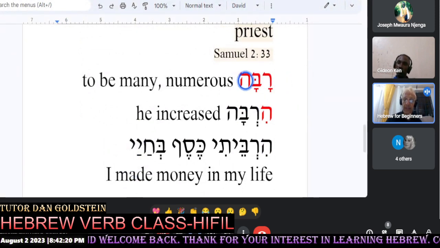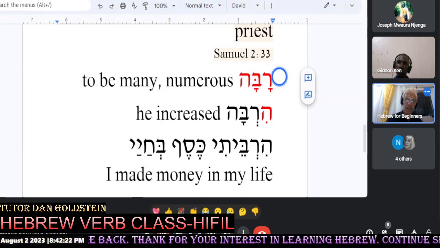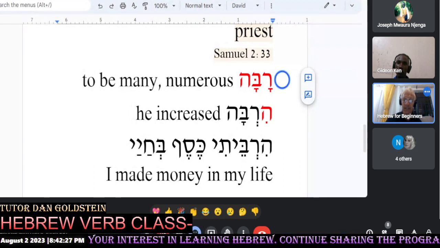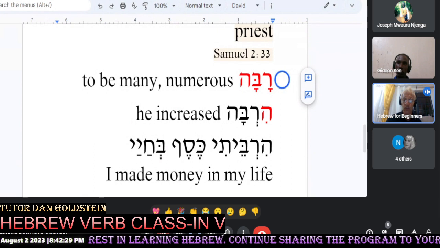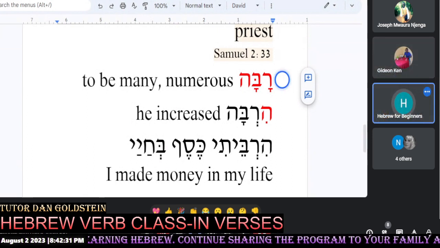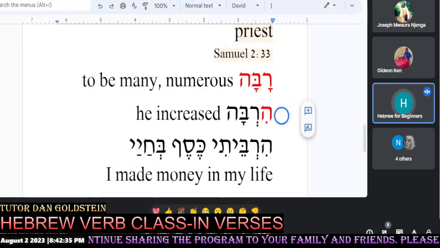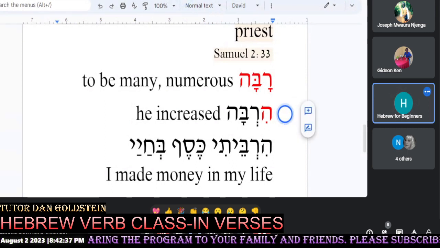Let's take another look at a simple Hebrew root. We have resh bet he, Rabah. This isn't so much a verb as a descriptive word, to be many or numerous, Rabah. Johanna, what is the he feel of Rabah?